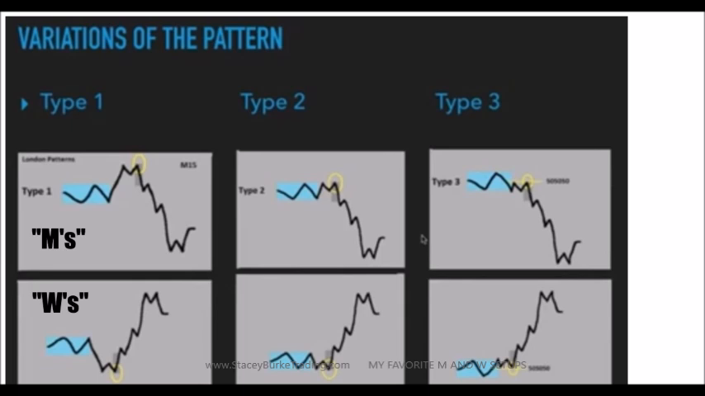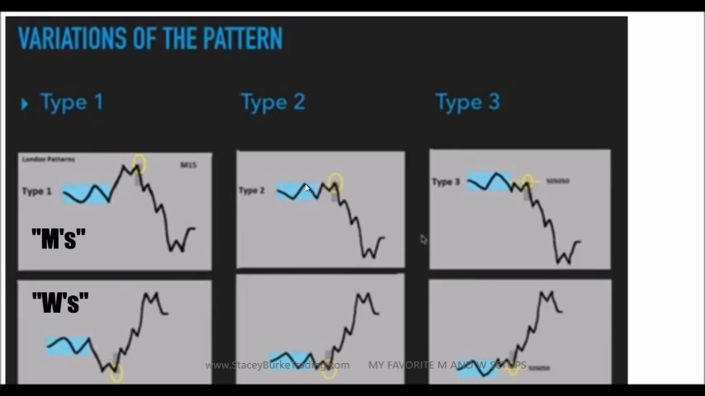Alright traders, we're just going to review again, talking about type 3 M's and W's, but we're going to review type 1, type 2, type 3. So we talked about type 1 being outside of the Asian range, 25 to 50 pips before reversing with either an M pattern, an M formation, or a W formation.